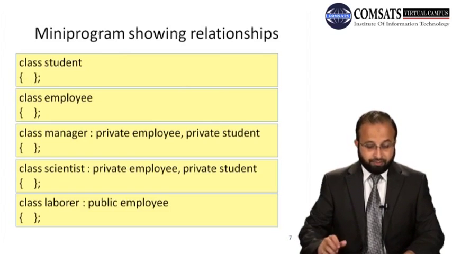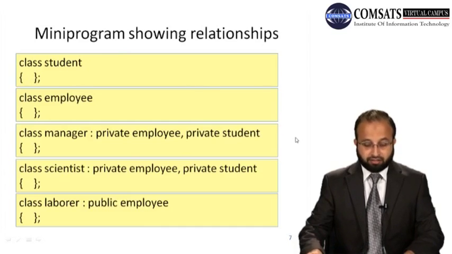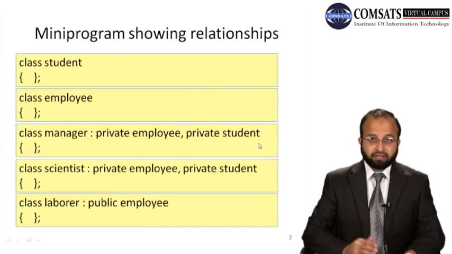So that is a mini program showing all the relationships. This is without the class definitions, you can say. So this is all the relationships, right? With a comma separated list, you can put a comma over here and write another class. Okay? So you can keep one private and one public.